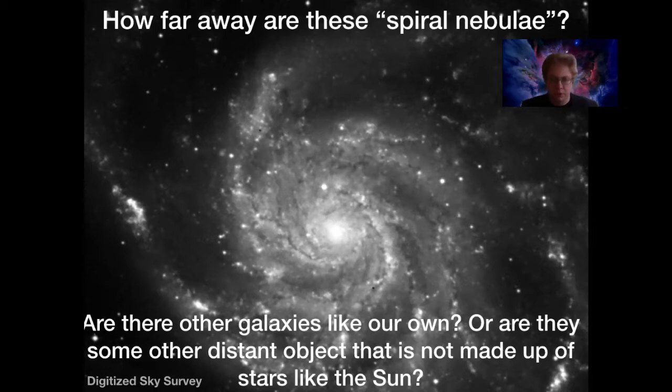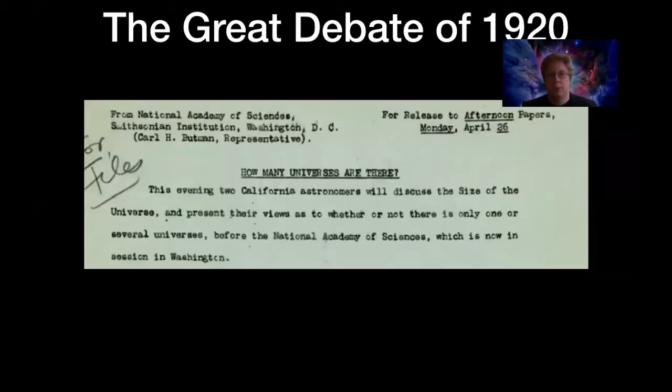So what are these things? Are these galaxies like our own, like the Milky Way in which we live? Or are they some other distant object that's not as big as a galaxy and it's not made up of stars, but it's actually made up of just gas and something else that might be diffuse and might cause it to look this way? And how far away are these objects? So this is what came to be known as the Great Debate.